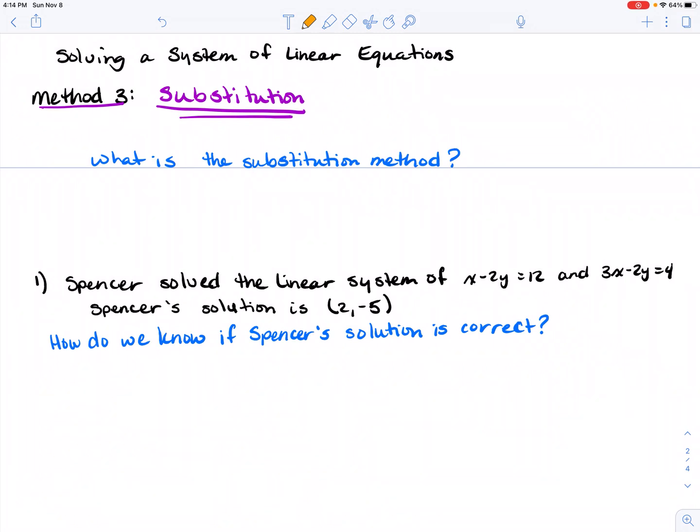Welcome to a tutorial for solving a system of linear equations using method 3, substitution. What is the substitution method?